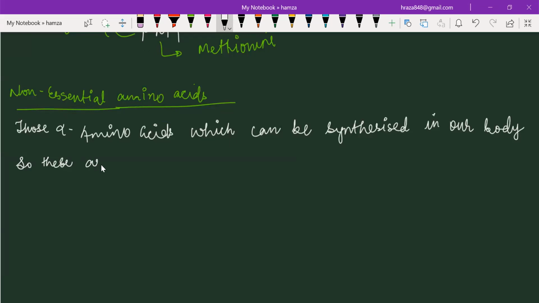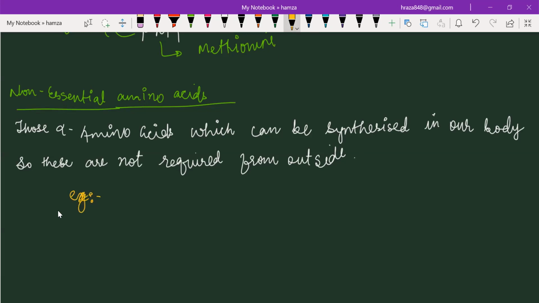So these are not required from outside. As for example, glycine is non-essential. That means it will be synthesized in our body. Alanine is also, cysteine is also non-essential amino acids. Please write.